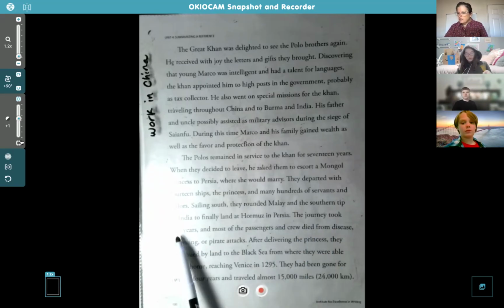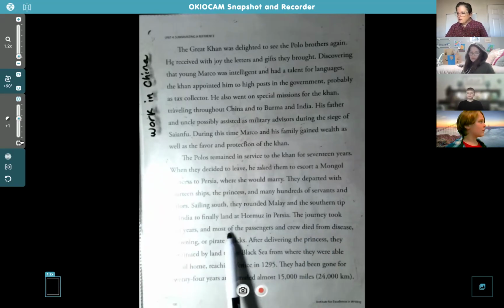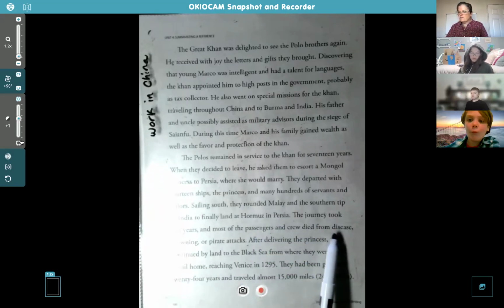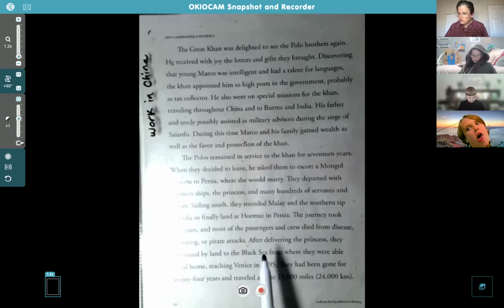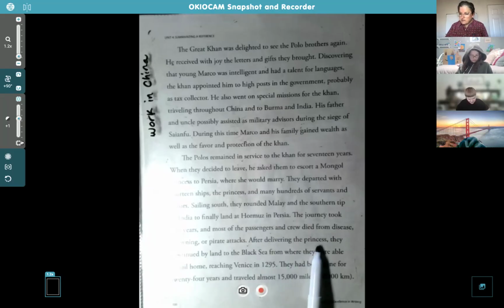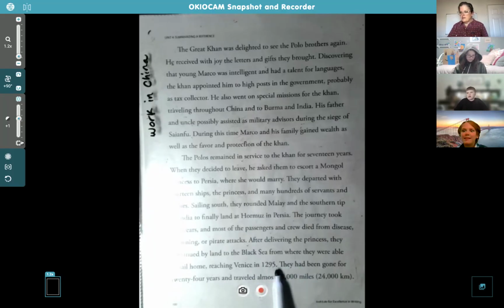The journey took 2 years, and most of the passengers and crew died from disease, drowning, or pirate attacks. After delivering the princess, they continued by land to the Black Sea, from where they were able to sail home, reaching Venice in 1295. They had been gone for 24 years and traveled almost 15,000 miles or 24,000 kilometers.